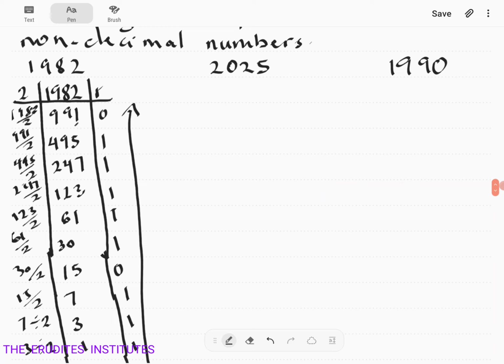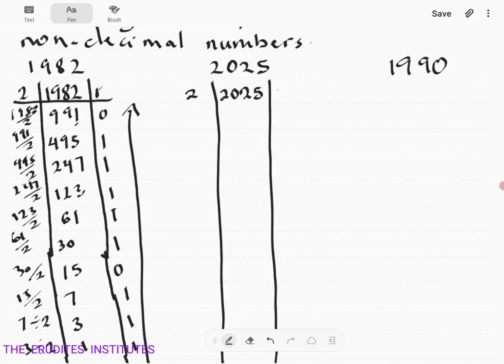Okay, so let's try for this. 2 is what we are changing this decimal base number into, and this is the number we are converting, and then our remainder will be placed here. So we have to divide 2025 by 2. And that will give us 1112 with a remainder of 1.